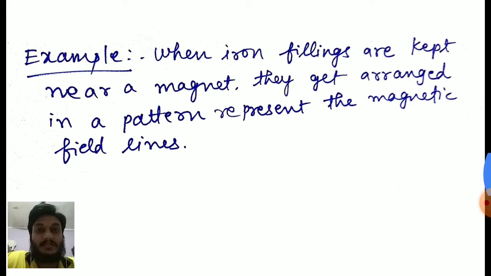Let's see one example for magnetic field lines. If we take some small iron filings, very small pieces of iron, and place them near the magnet, they will arrange themselves in some pattern. That is also what magnetic field lines are.